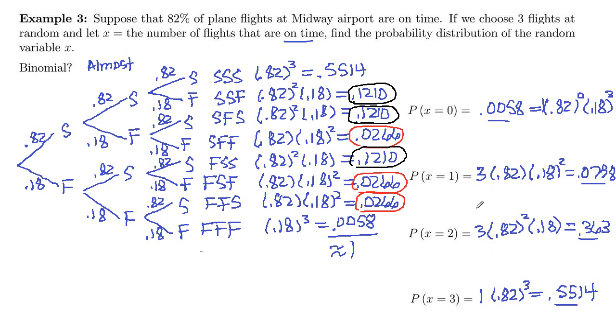Now, the 1 here and the 3 and the 3 and the 1 have a special significance. There was one way to choose 0 flights on time out of 3, so this is 3 choose 0. Then there are 3 ways to choose the 1 flight that's on time, so this is 3 choose 1. There are 3 ways to choose 2 flights on time, so that's 3 choose 2. And there's only 1 way to choose 3 flights on time, they're all on time, so this is 3 choose 3. We're seeing that pattern, and also notice the exponent on 0.82 starts at 0 and goes up, and the exponent on 0.18 starts at 3 and goes down.